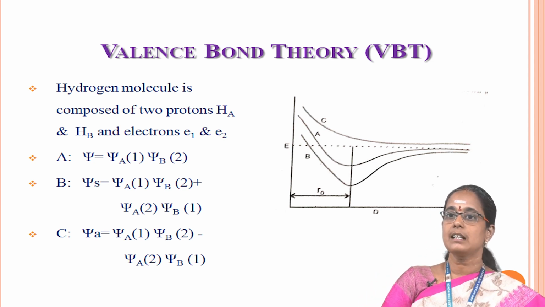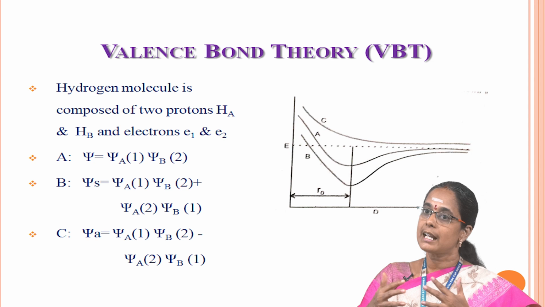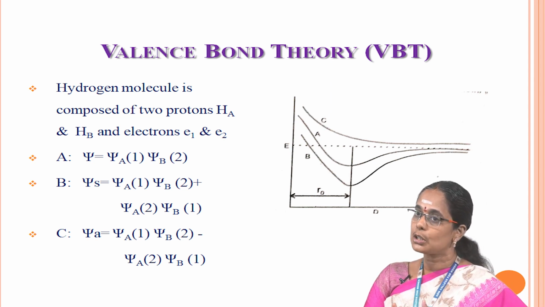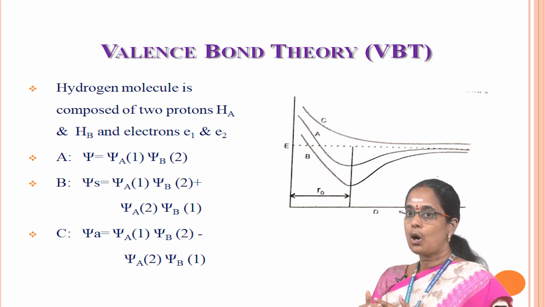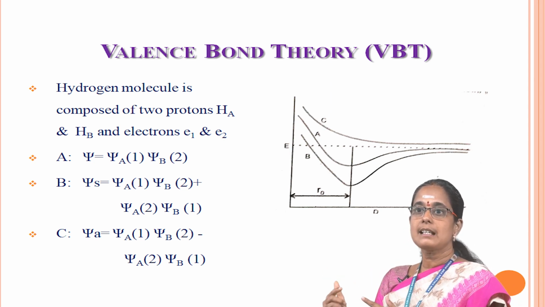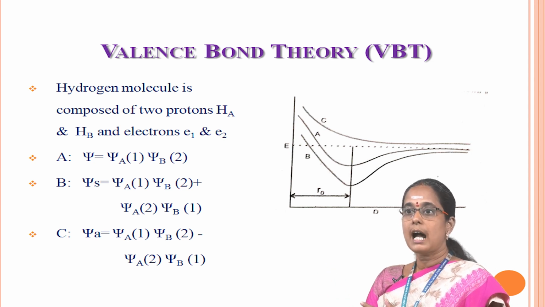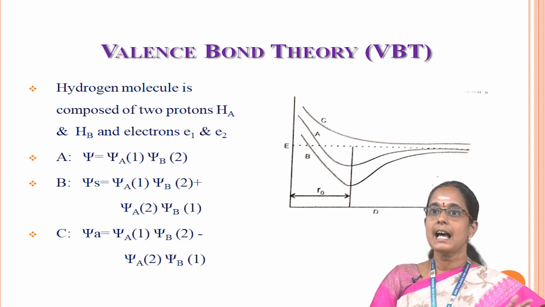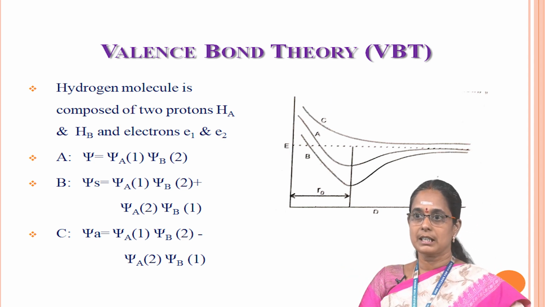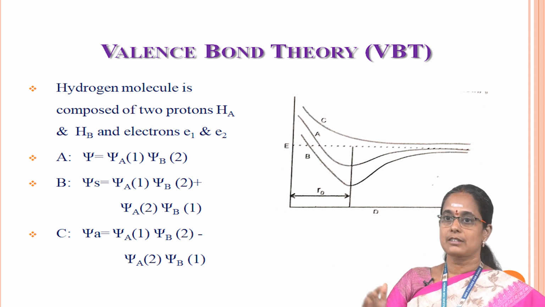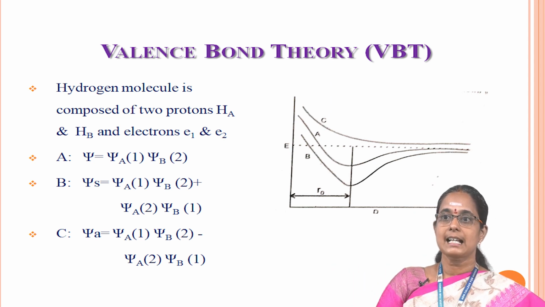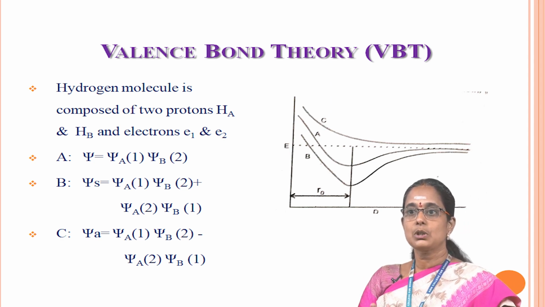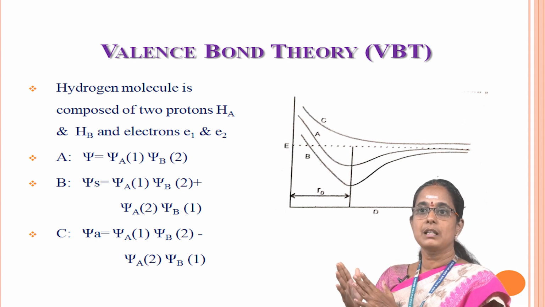In the first state, nucleus A is associated with electron 1 and nucleus B is associated with electron 2. But in state 2, on the other hand, nucleus A is associated with electron 2 and nucleus B is associated with electron 1. If psi 1 and psi 2 are the wave functions of states 1 and 2 respectively, we can write psi 1 equals psi A1 psi B2 and psi 2 equals psi A2 psi B1.